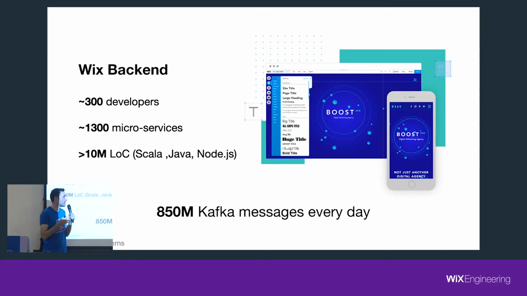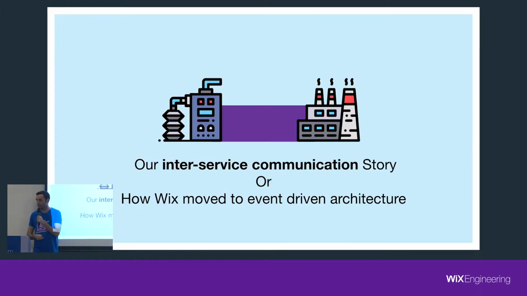But we do have a lot of scale concerns around Kafka. We need to serve many developers, as you can see, and a lot of different use cases serving different microservices. And we'll touch on that in the talk. So we'll focus on our inter-service communication story, or how we moved to a more event-driven architecture.